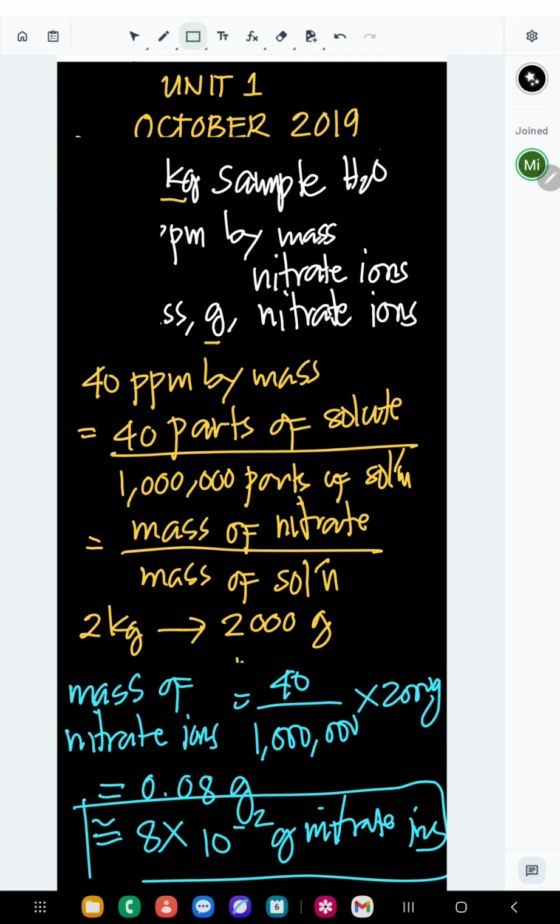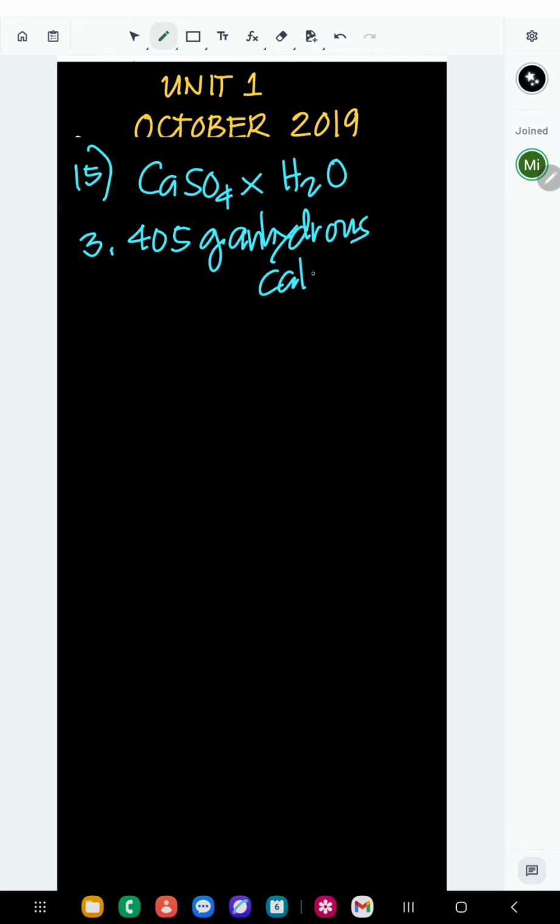Now let's move to the next problem, number 15. Okay, a sample of hydrated calcium sulfate was heated to constant mass. We're given here 3.405 grams of anhydrous calcium sulfate and 0.900 gram of water. Okay, 3.405 grams of anhydrous calcium sulfate and 0.9 gram of water were formed. What is the value of X? So what is the value of X here?